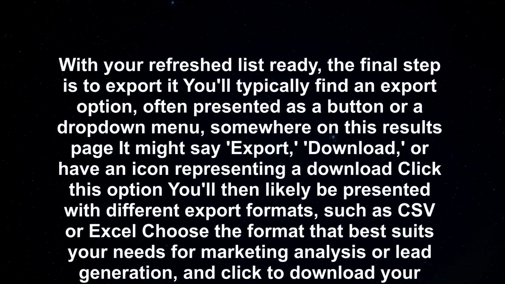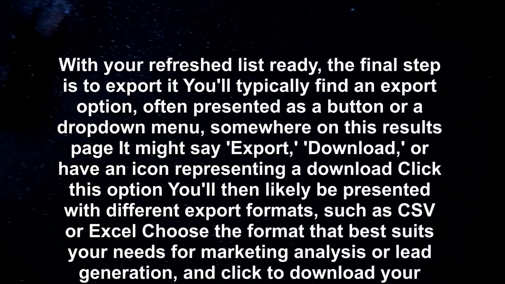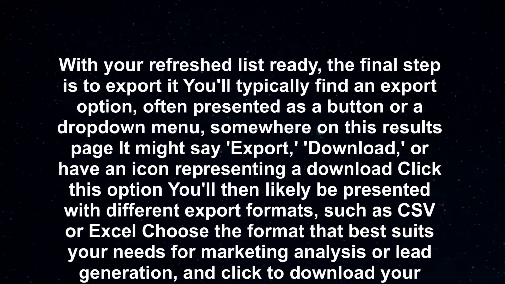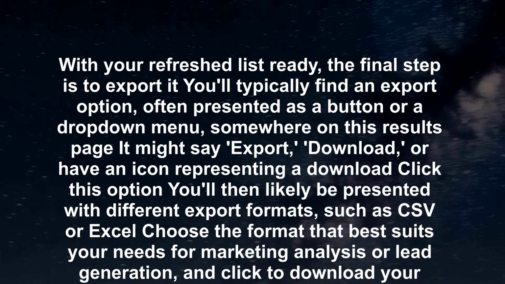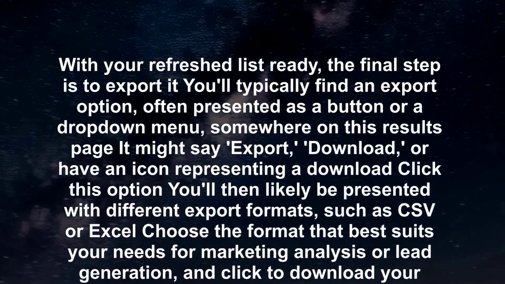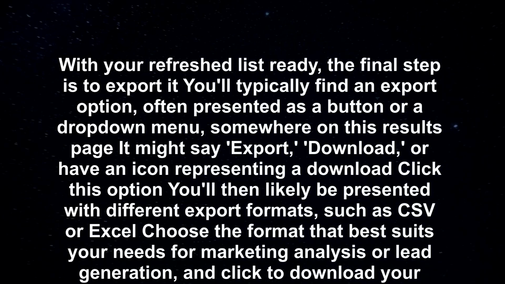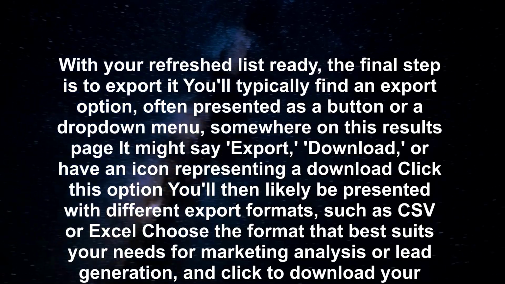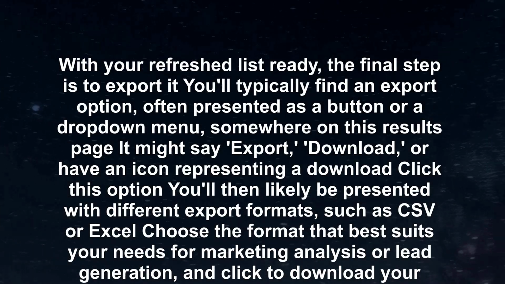With your refreshed list ready, the final step is to export it. You'll typically find an export option, often presented as a button or a drop-down menu. Somewhere on this results page it might say Export, Download, or have an icon representing a download. Click this option. You'll then likely be presented with different export formats, such as CSV or Excel. Choose the format that best suits your needs for marketing analysis or lead generation, and click to download your up-to-date property list.